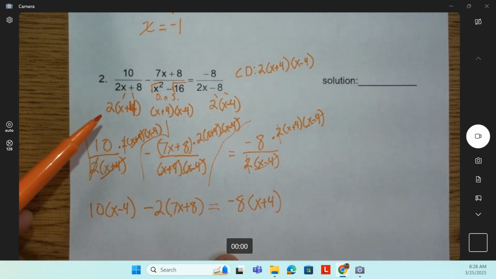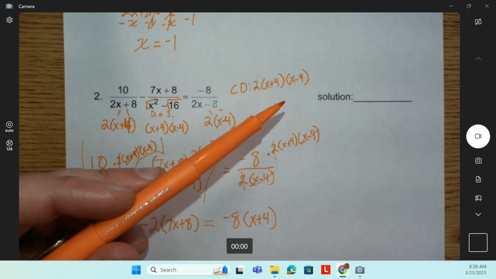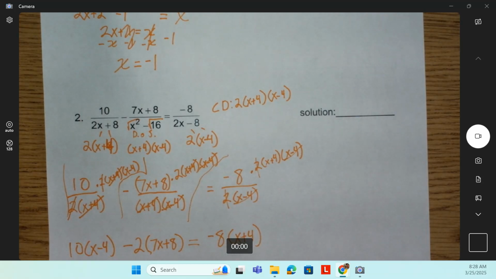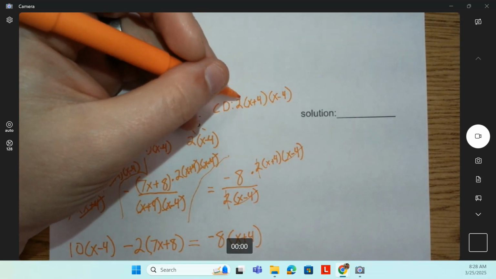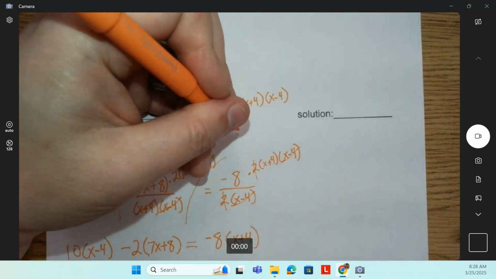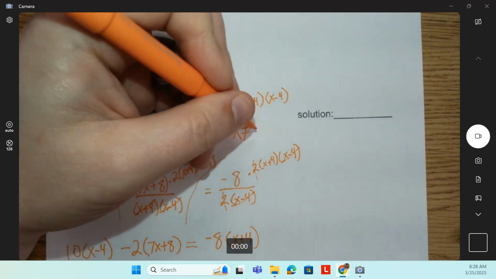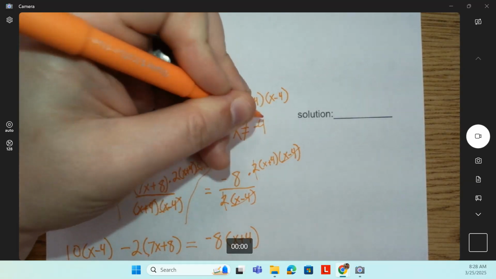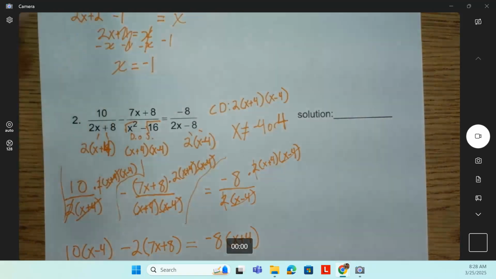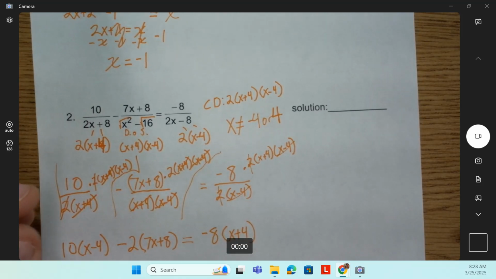So I could look at each of these pieces, but really the common denominator has all 3 pieces. So looking at each part, whatever would make it equal to 0, x cannot be. So the 2 is fine on its own, but I've got x plus 4 and x minus 4. So what that tells me is x is not allowed to equal a negative 4, and it can't equal a positive 4, as either one of those would make one or more of the denominators equal to 0.